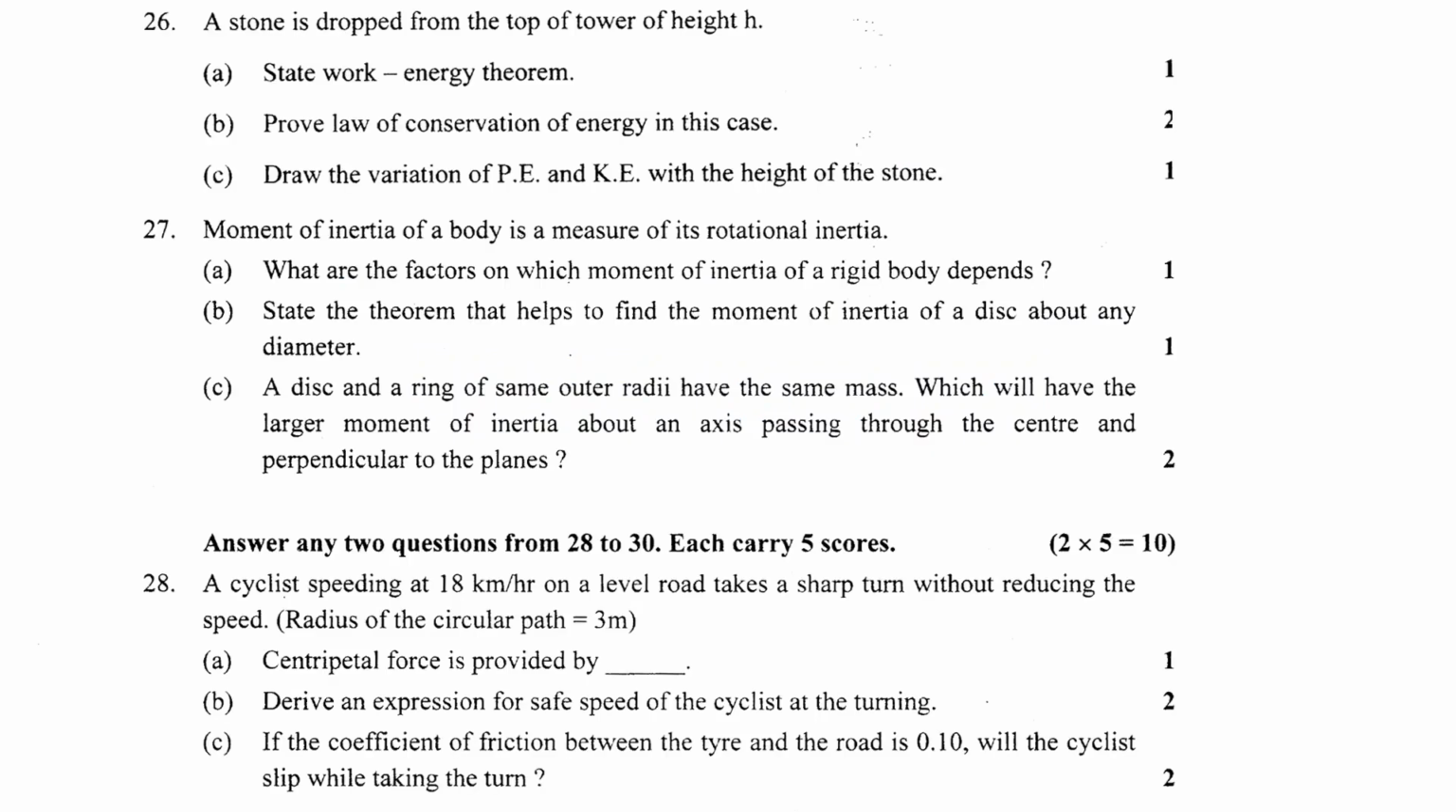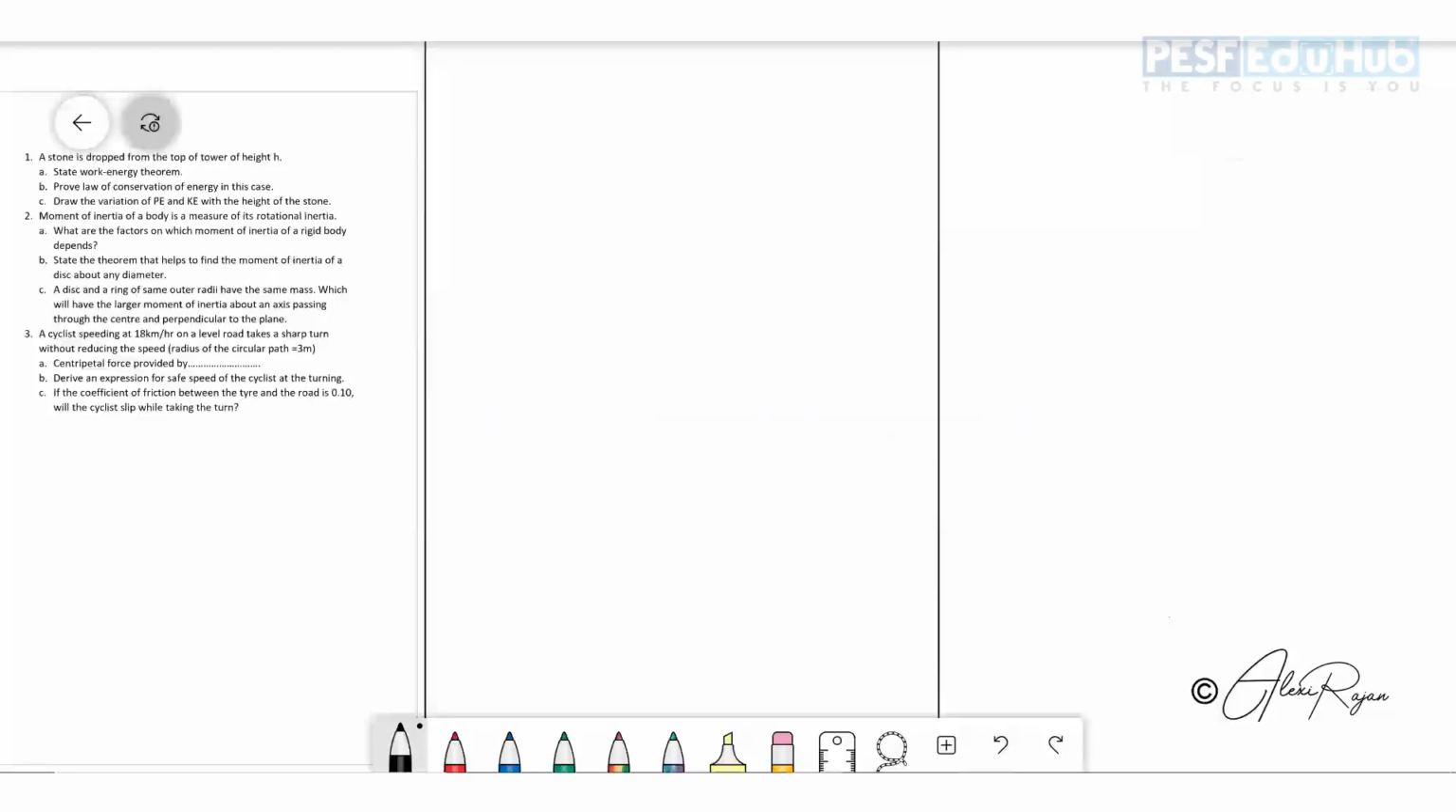Hi students, today we are going to discuss three questions. So here, the first question: a stone is dropped from the top of a tower of height h.